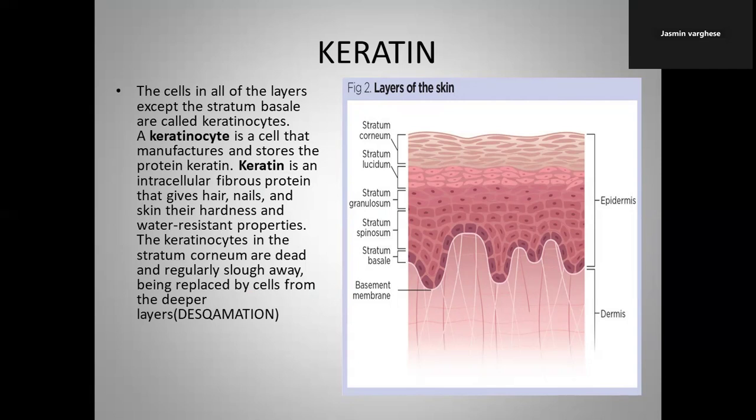A keratinocyte is a cell that manufactures and stores the protein keratin. Keratin is an intracellular fibrous protein that gives hair, nails and skin their hardness and water-resistant properties. The keratinocytes in the stratum corneum are dead and regularly slough away, being replaced by cells from the deeper layer, that is called desquamation. Along with keratin we have melanin also in this layer. The melanin is actually giving the real color of our skin.